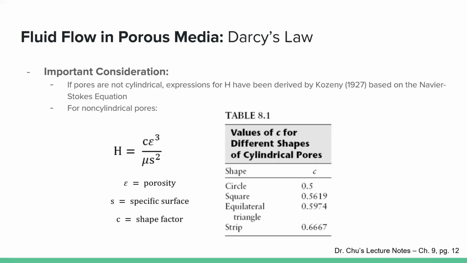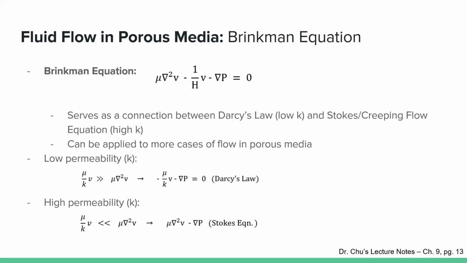Another important consideration for Darcy's law is that if the pores are not cylindrical, there are expressions for H that have been derived by scientists such as Kozeny and Carman based on the Navier-Stokes equation. For example, for non-cylindrical pores, H is equal to C times epsilon cubed over mu S squared. The values for C, which is the shape factor, are shown here on the right for different shapes of the pores.